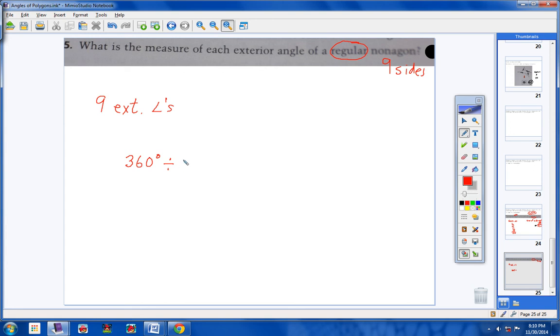So if all 9 angles are congruent, and we know that all 9 angles add up to 360, just take 360 divided by 9, and you'll get 40. So now you have 9 exterior angles, and each exterior angle is 40 degrees. So there's the answer, 40 degrees. You can't really see it, but it's 40 degrees. Okay? This is not too difficult, guys.